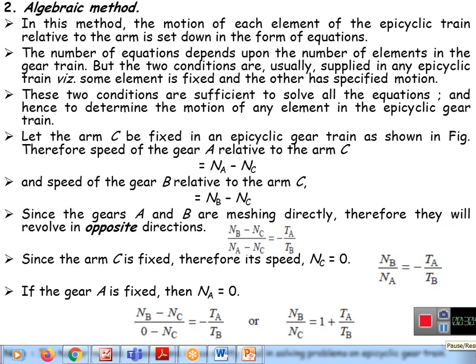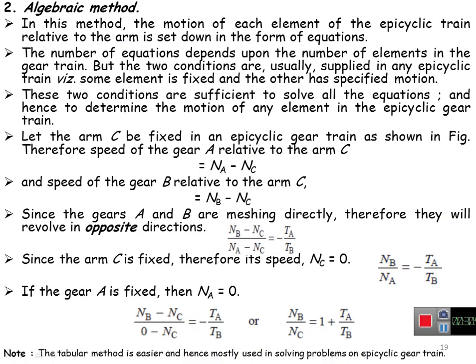So in the algebraic method, the motion of each element of the epicyclic train relative to the arm is set down in the form of equations. So the table is not used here; directly we have to go with the equations. The number of equations depends upon the number of elements in the gear train, but two conditions are usually supplied in an epicyclic train, that is, some element is fixed and some other has some specified motion. These two conditions are sufficient to solve all the equations, and hence to determine the motion of any element in the epicyclic gear train.